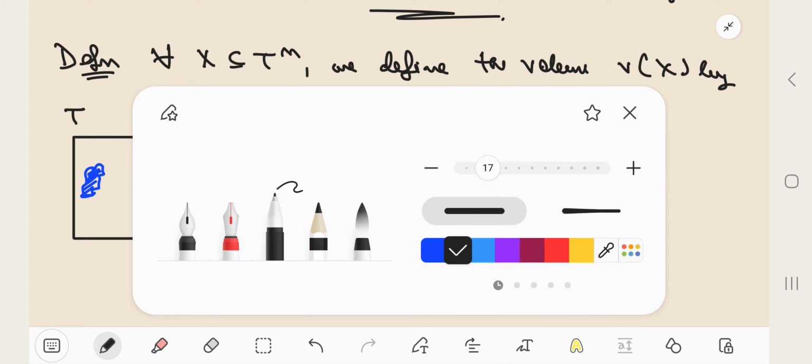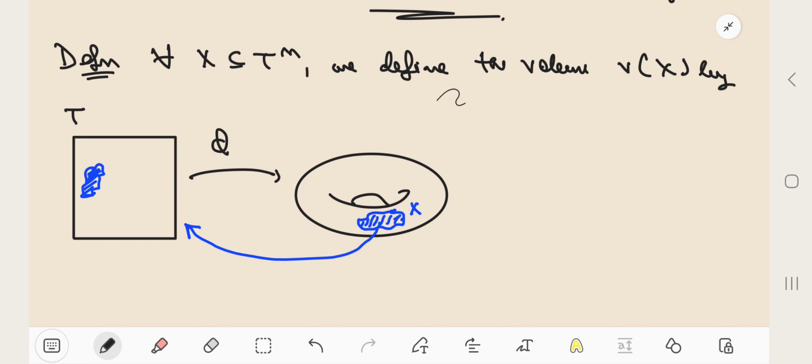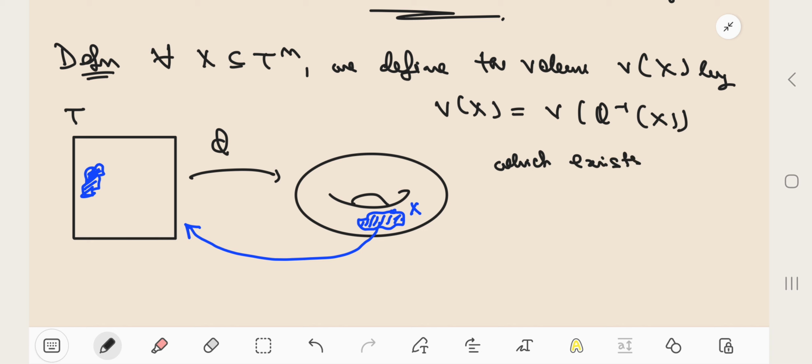So the volume Vx is defined as the volume of the inverse image of x inside the fundamental domain, which exists if and only if this region phi inverse x has a volume in Rn. The volume of this obeys the definition of volume, which is the multiple integration over each of these coordinates over the region we are required to find the volume. Is this part clear?